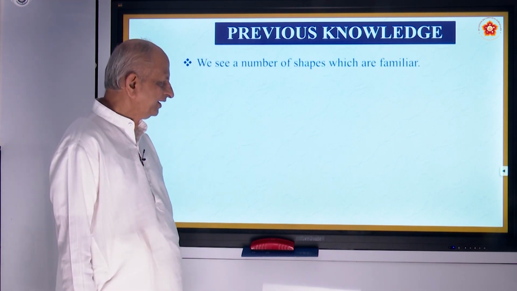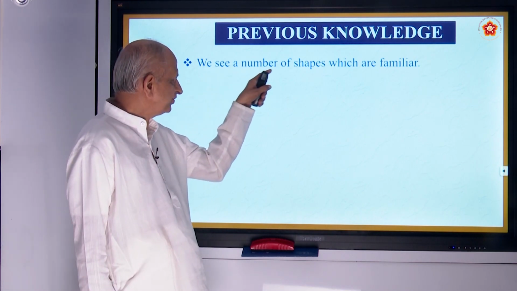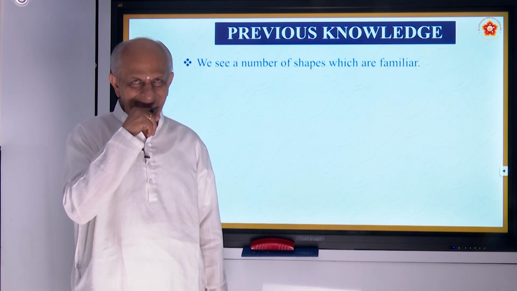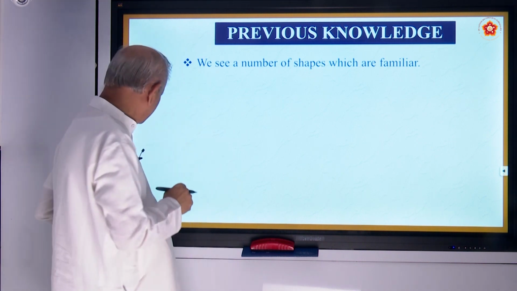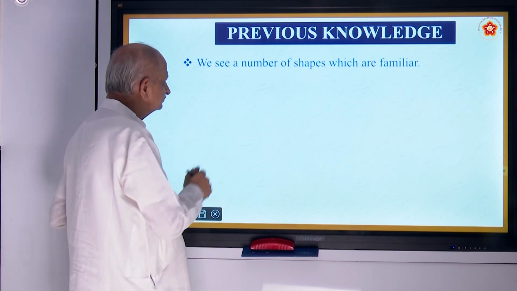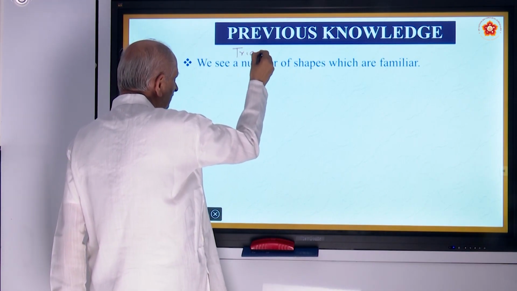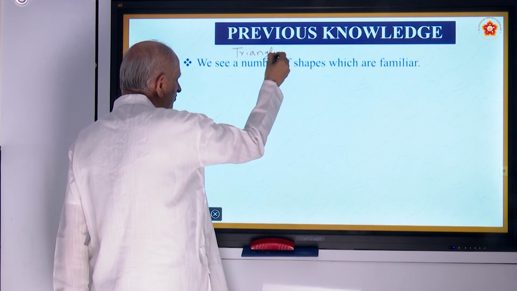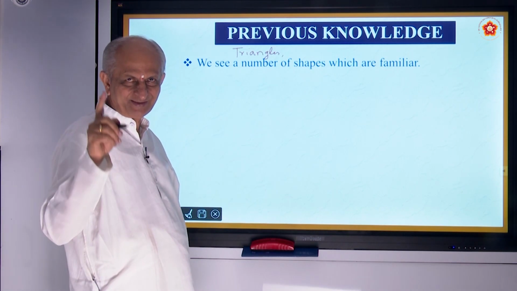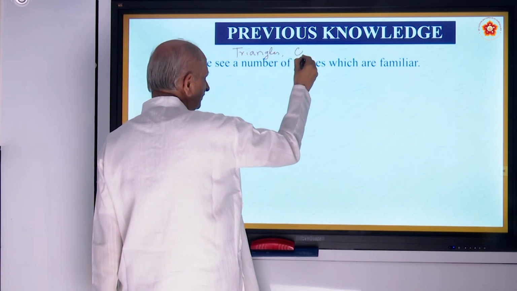So what we have already seen are different kinds of shapes. Can you name some of them? Triangles are there. How many sides will a triangle have? 3 sides, 3 angles, correct? 3 vertices. Also we have seen what are called circles.